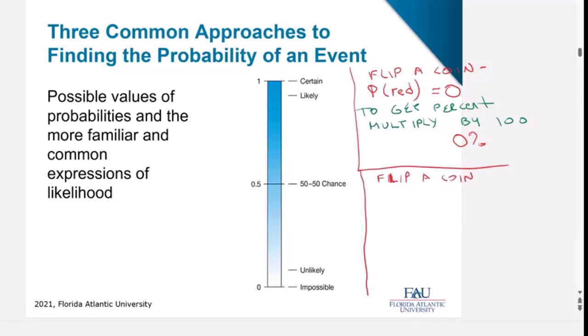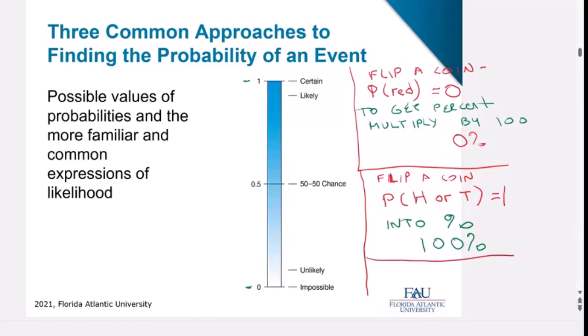If I flip a coin and I want to know the probability of getting a heads or tails, that's going to equal 1 because I have to get a head or a tail. There's no other possibility. I want to turn it into percent. I multiply by 100 and I get 100%. There's a 100% chance that I'm going to get a head or a tail. That's what this means by certain. That's what this means by impossible.